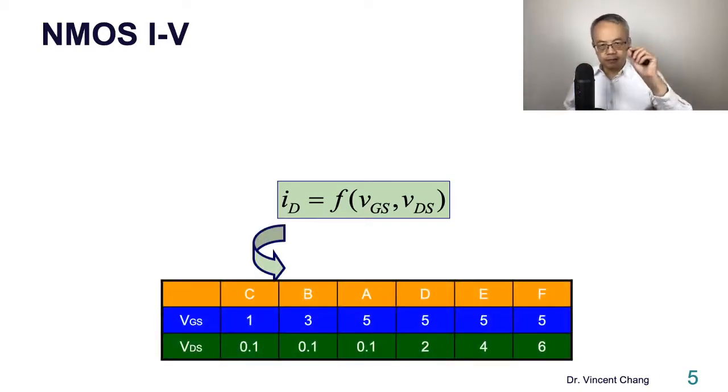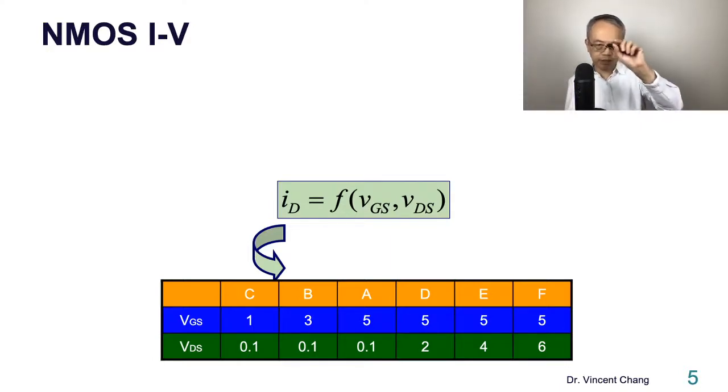Now, in this lecture, we are not going to do any mathematical derivation and go too deep, but I want you to use a very simple way to help you understand the current voltage characteristic of the MOSFET based on 6 points. Each point is a combination of a specific VGS and VDS.